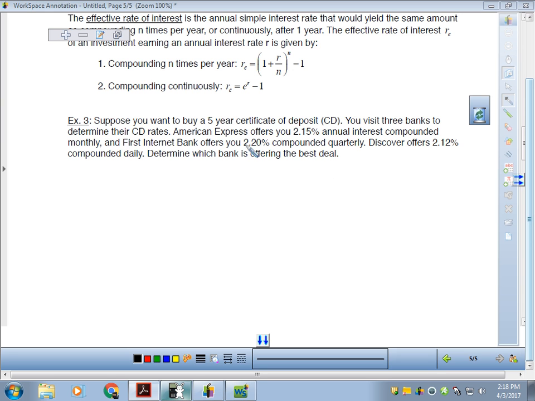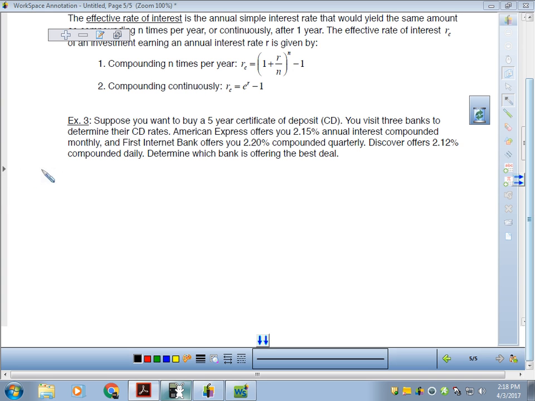Now, some of you might say, oh, it's 2.20% because that's the highest percentage. Some of you might say, oh, no, it's got to be the Discover one because it's daily and that compounds it the most frequently. Well, this is why we need this effective interest rate. We need to be able to compare them on the same footing so that we can make all things equal and say, hey, this is the best one. So let's find the effective rate for each of these.